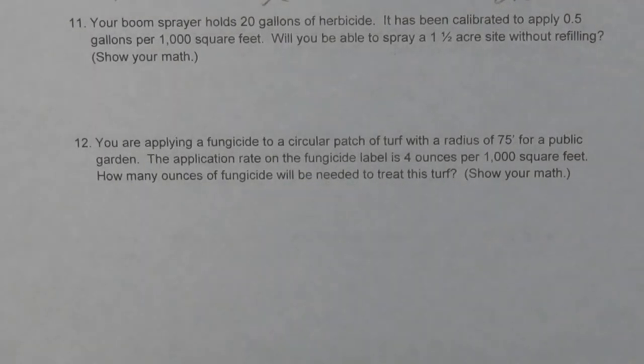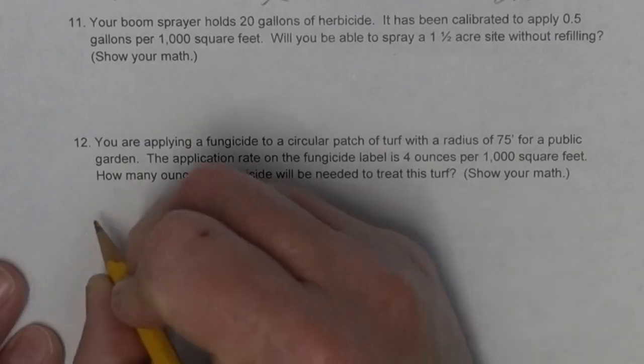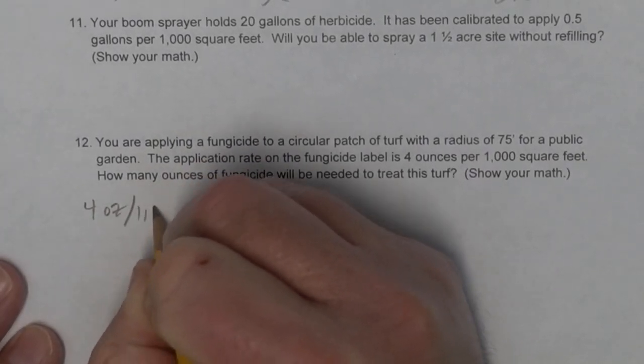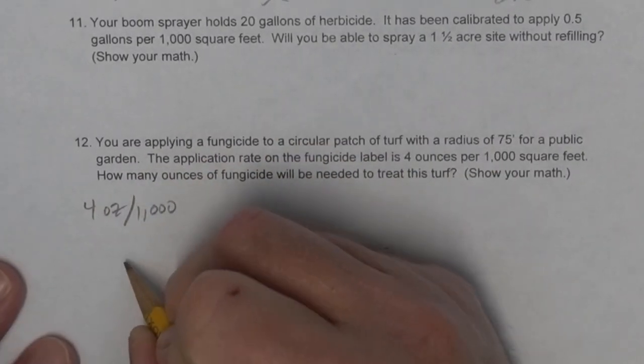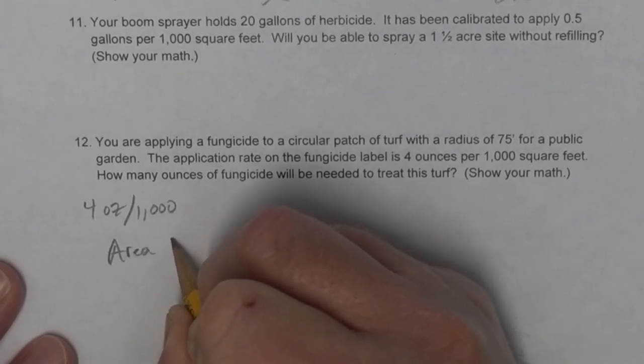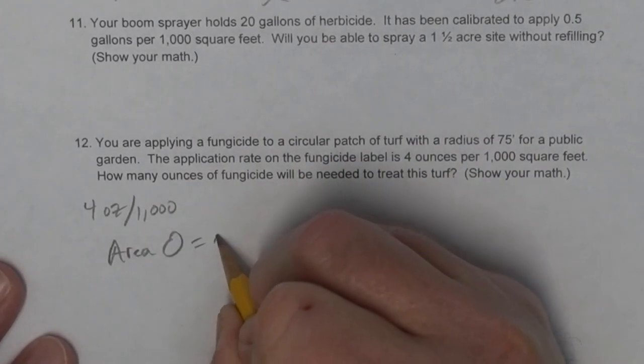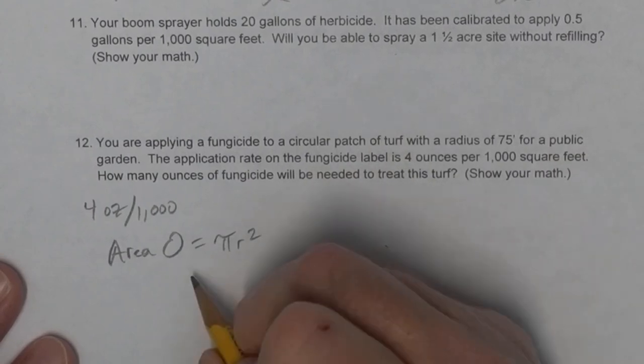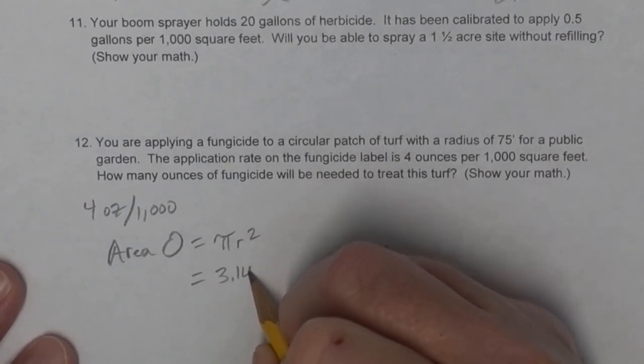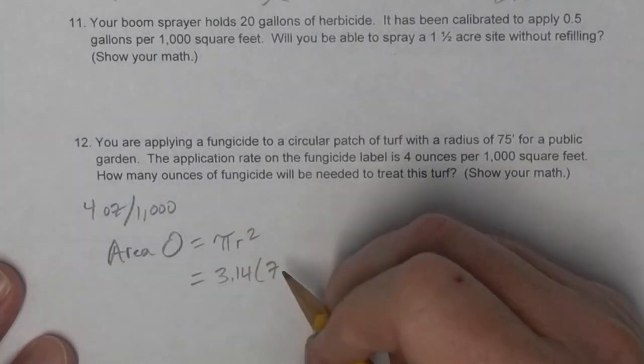Number 12, you are applying a fungicide to a circular patch of turf with a radius of 75 feet for a public garden. The application rate on the fungicide label is 4 ounces per 1,000 square feet. How many ounces of fungicide will be needed to treat this turf? Well, we know we're putting out 4 ounces per 1,000. We know that the area of a circle is pi r squared. Pi is 3.14. It's a constant. It's just the way it is.